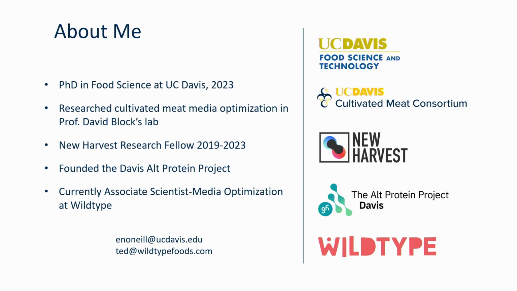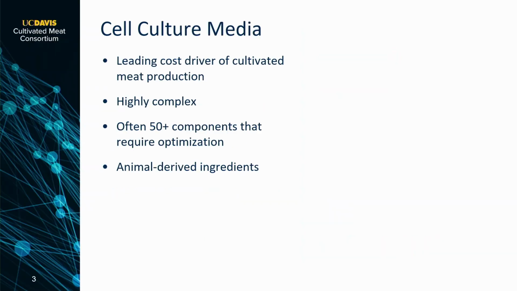And I also had the opportunity to found the Davis Alt Protein Project at UC Davis in collaboration with the Good Food Institute. Now that I've moved on from UC Davis, I actually recently started a position at Wildtype in San Francisco as an associate scientist for media optimization. So we're focused on cultivated seafood. And today I'm going to talk about some of the work relating to cell culture media that I performed at UC Davis. I'm going to be wearing that hat today.